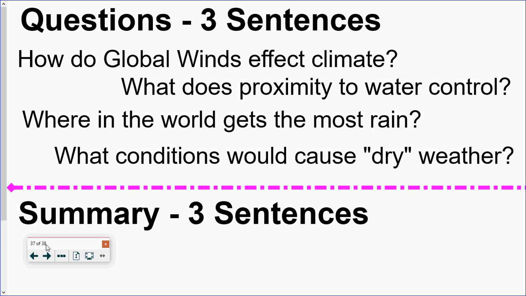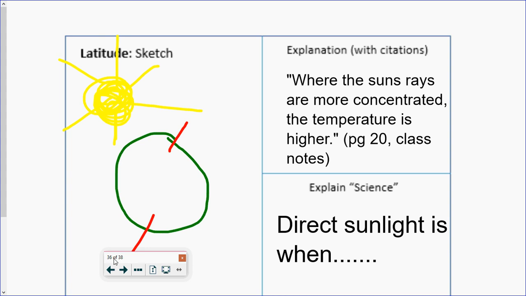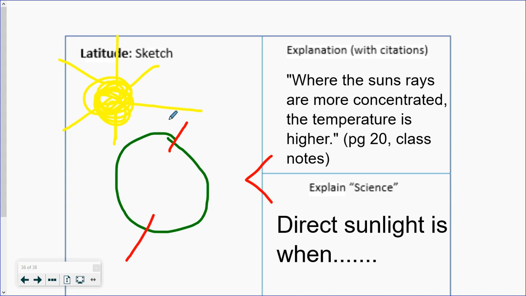So take some time to fill out your questions and write a summary for your notes. The sub, if you could, hand out the worksheet that I left. On the worksheet, you are going to be breaking down the 6 climate factors into a drawing and an explanation, with citations from the notes or the book, and then explaining the science behind it. A lot of students struggle between these two, and don't make fun of my picture. I drew it on my laptop with a mouse, and that's what I got for latitude. It's horrible, I know.